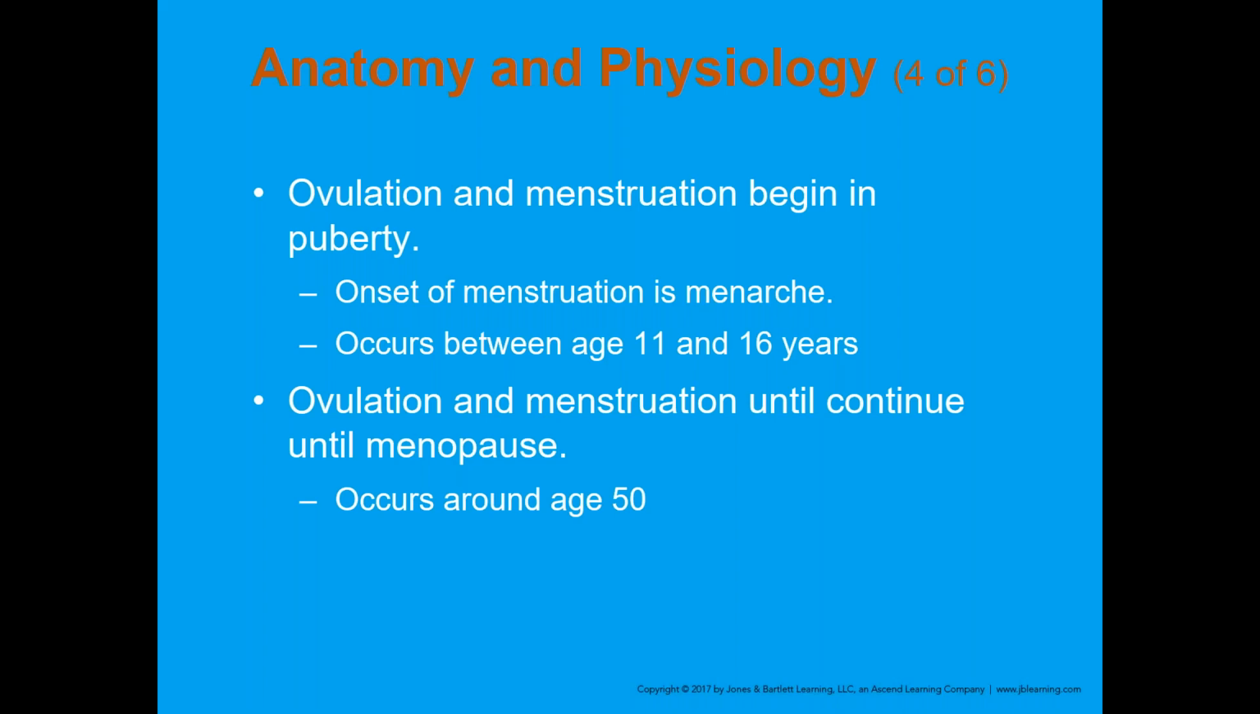Menstruation begins at puberty. The onset of menstruation, they love to ask definition questions. Menarche. Menarche is the onset of menstruation. It's generally sometime between the ages of 11 and 16. Ovulation and menstruation will then continue until menopause. Menopause is when a woman is no longer physically releasing any more of these eggs to be fertilized. There's no real solid number, but it's sometime between the ages of 11 and 16 is when normal menstruation begins, and sometime around the age of 50 is when women start to experience menopause.